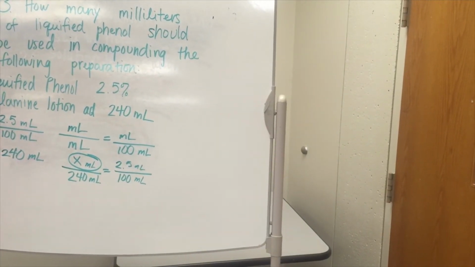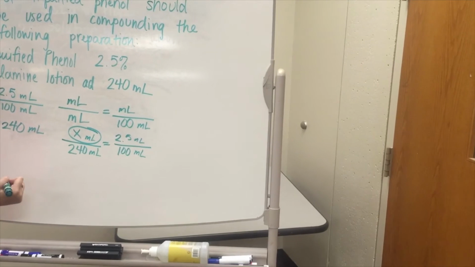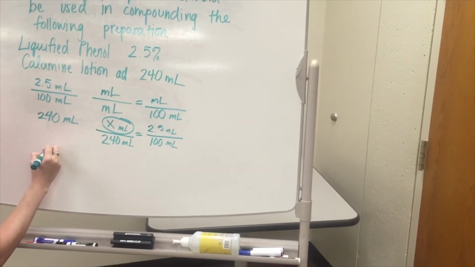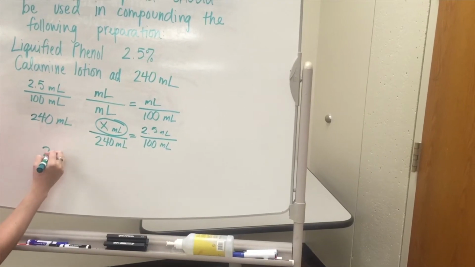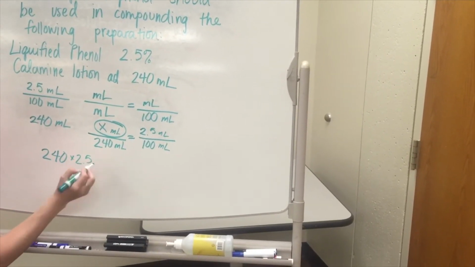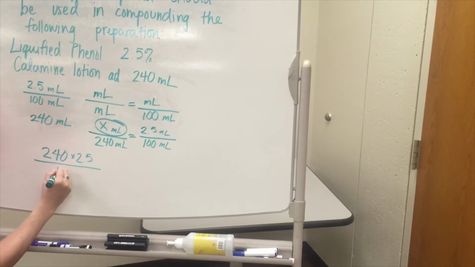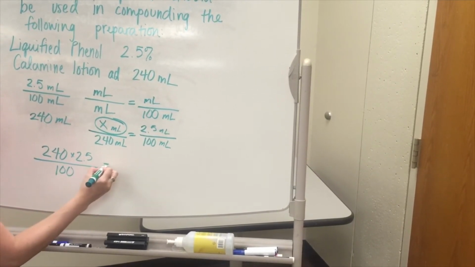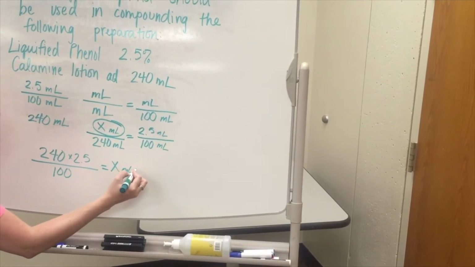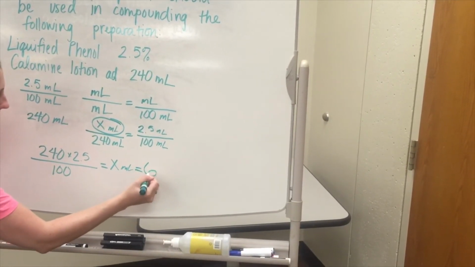So finally we're going to solve by cross multiplying. So we're going to have 240 times 2.5 over 100 is going to equal X mLs, which equals 6.